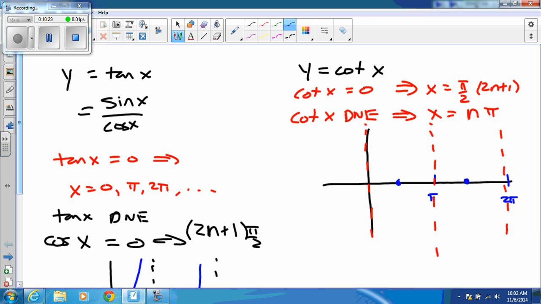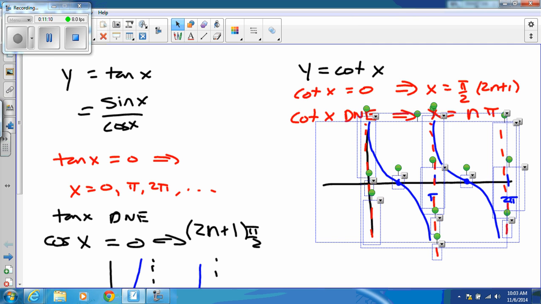Does my graph start down here in the negative, or does it start up here positive? And how do you know? Go. Up or down? Up. How do you know? That's right. If I take any angle in the first quadrant right here, I'm going to get a positive value. And so my graph is going to start positive and go negative, just like that.